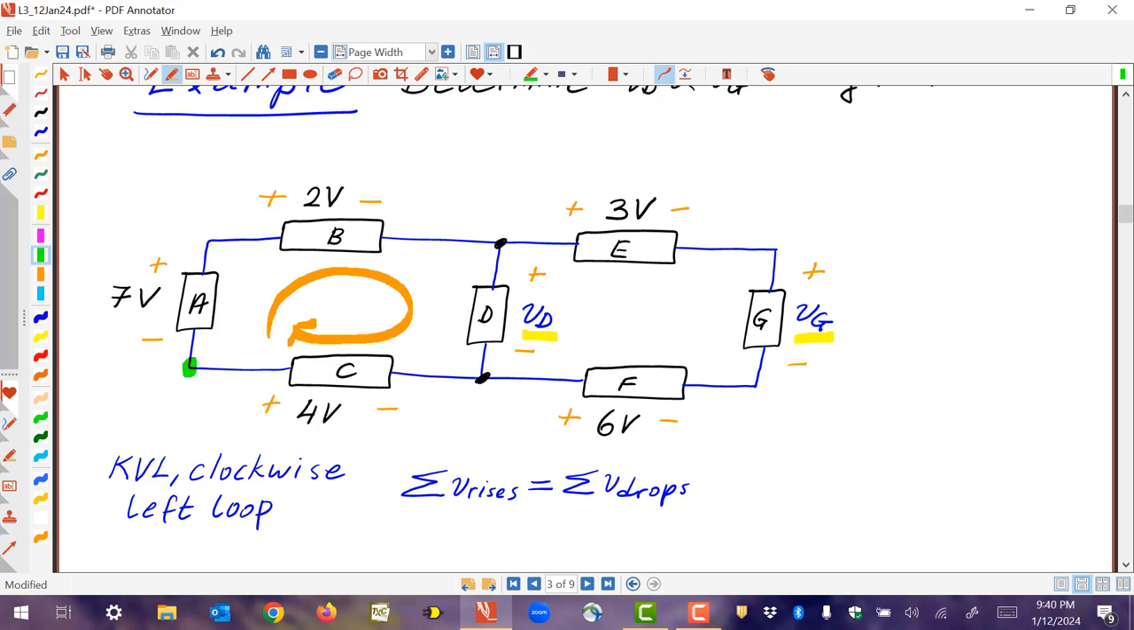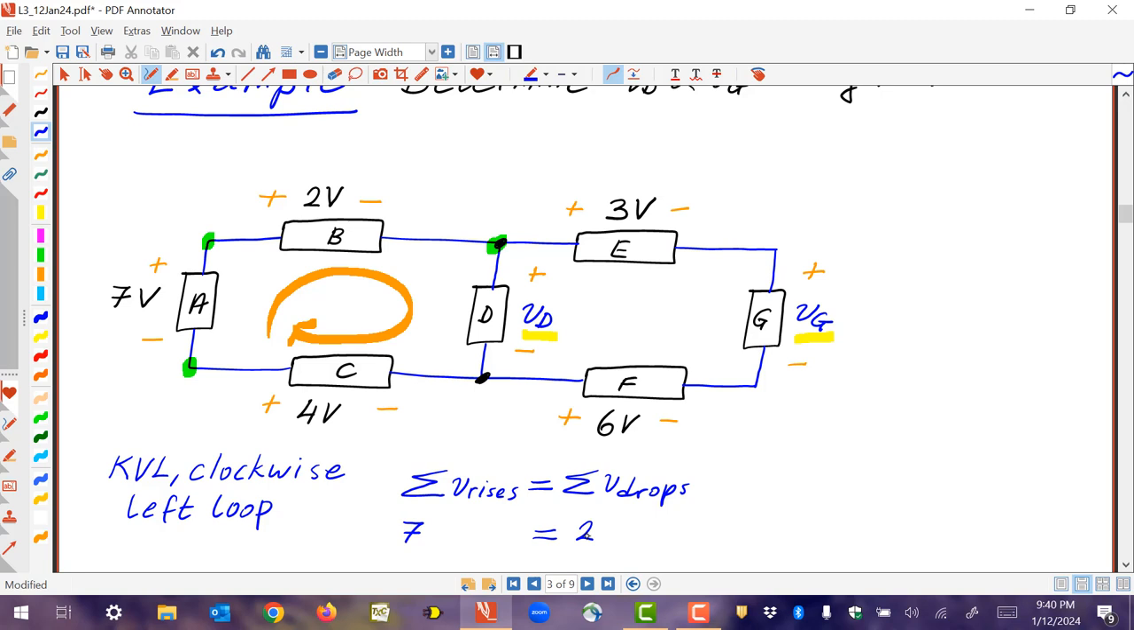So what happens when I go in the orange clockwise direction? When I go to the top of A, I'm going up by 7 volts. That's a voltage rise, going from minus to plus. So I write the 7 volts on the left side because it's a rise. Then when I go left to right for element B, I go down by 2 volts. That's a voltage drop, and the drops I'm going to write on the right side of the equation.